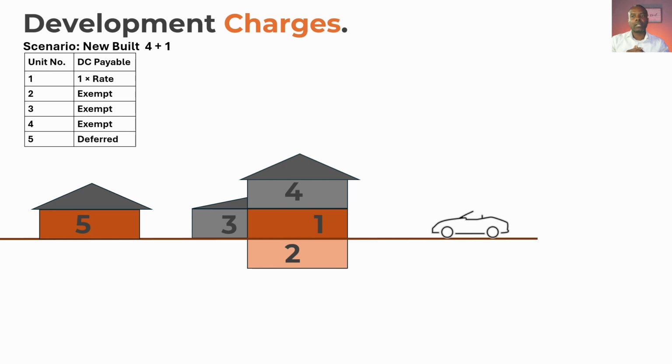Let's take a look at the DC overlay for this type of asset, where we're looking at the scenario where we're building a new-build 4+1. DCs will be applied to unit number 1. Units number 2, 3, and 4 will be exempted under municipal code 415, and the garden suite, which is a detached structure, can be deferred under a specific agreement with the city.